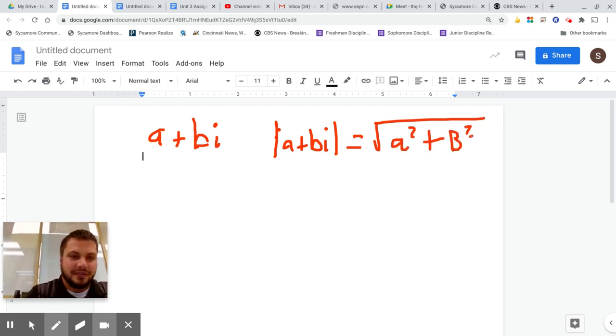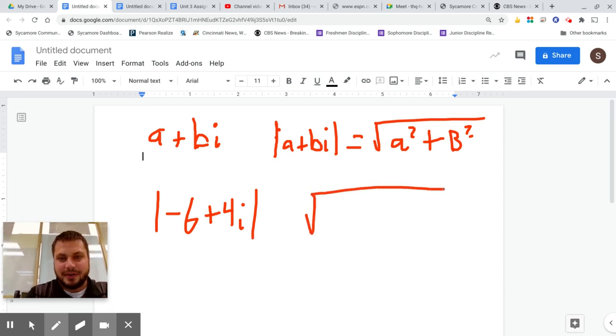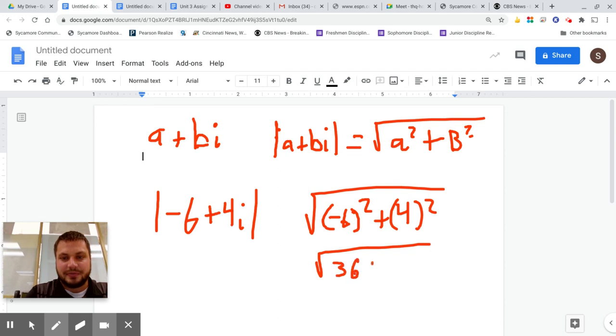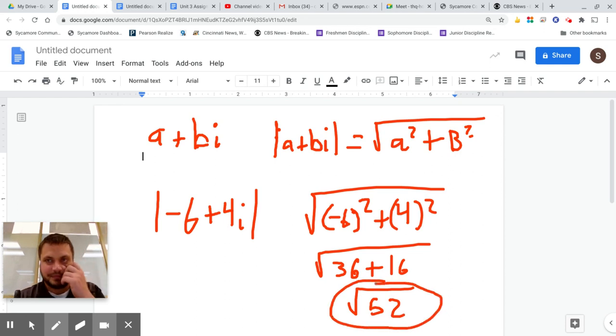So if I said, what is the absolute value of -6 plus 4i? Anytime you square something in your calculator, put it in parentheses. That would be the square root of -6 squared plus 4 squared, which is the square root of 36 plus 16, which is the square root of 52. That would be its absolute value. So think of it either way. Put it on a graph and make a right triangle and do the Pythagorean theorem, or memorize this formula. That is the absolute value of a complex number.